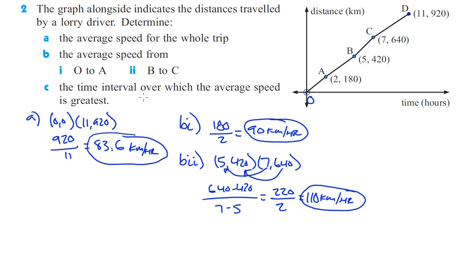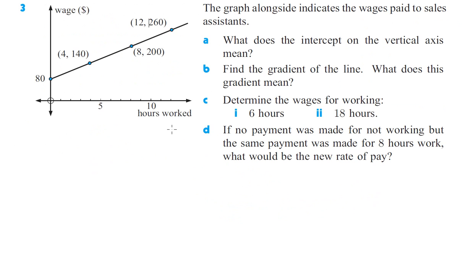Part C, the time interval over which the average speed is greatest. So that's going to be the part that's got the steepest slope, and we just talked about that in B part II, and that's definitely going to be this section right here. So for that time interval, we're just looking for the time, which is the x. So part C is going to be from 5 to 7 hours, the time interval where the average speed is the greatest. Okay? All right, next problem, number 3.